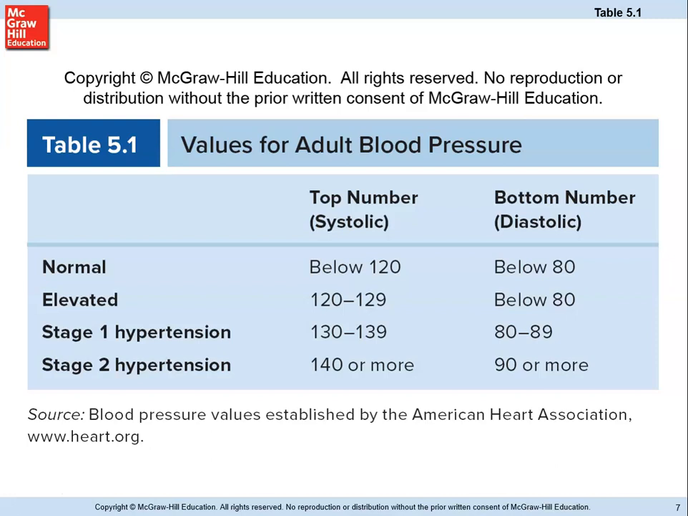So if you get a reading of 130, let's say over 86 in a doctor's office, that's probably not a big deal. Probably if you were at home resting and everything was going okay, you'd probably have a number that was down there in that acceptable range.